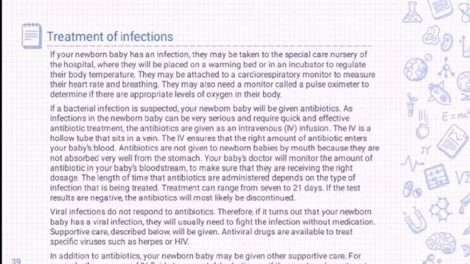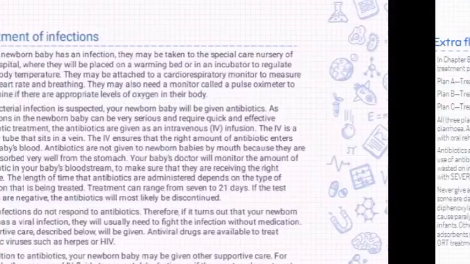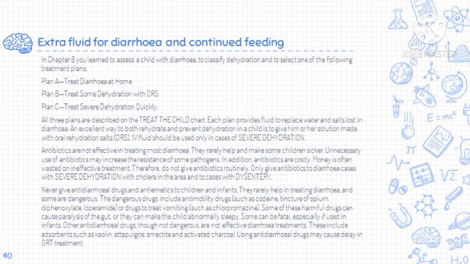If your newborn baby has an infection, they may be taken to the special care nursery of the hospital, where they will be placed on a warming bed or in an incubator to regulate their body temperature.